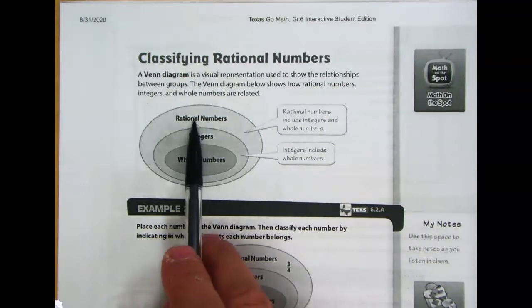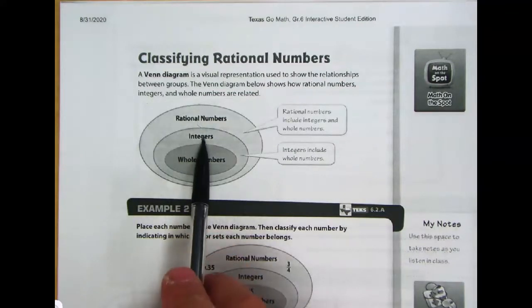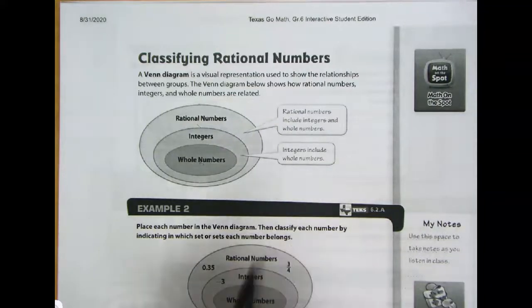So you may want to write that down, that rational numbers, any number that can be written as a fraction. Integers are positive and negative whole numbers, including 0. And whole numbers are positive whole numbers. They're all positive, but including 0, though. So 0, 1, 2, 3, 4, 5, and up.